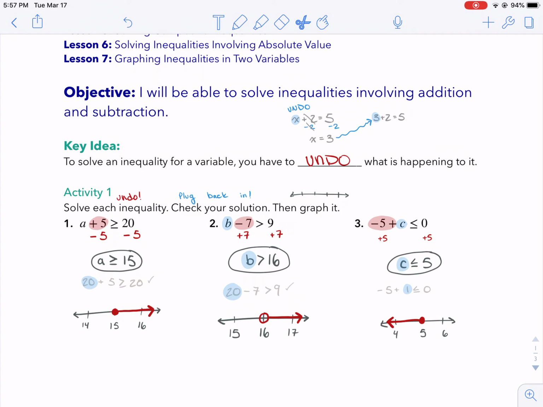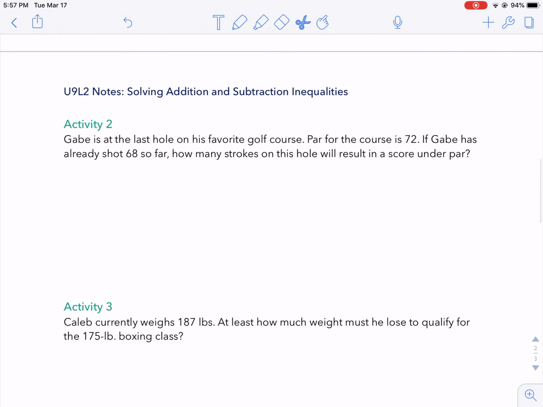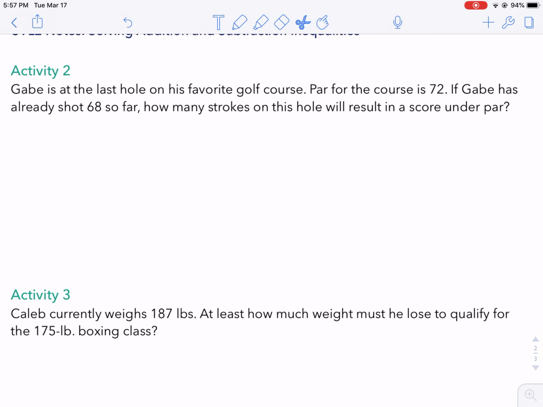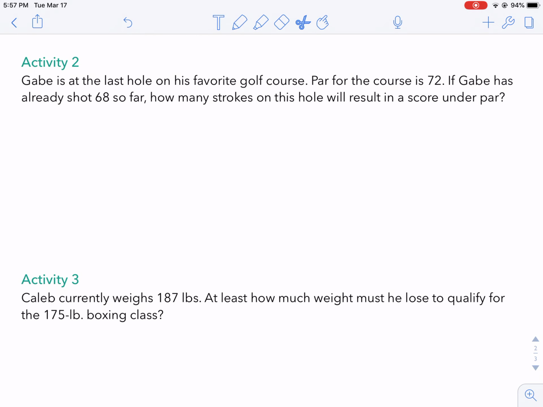Now let's go ahead and put it into practice with some actual real things that could happen. So first, we have this guy, Gabe. You guys may or may not know him. I hope you do. He's a cool guy. So he's out golfing, and he's at the last hole. That's the 18th hole, in case you're curious, on his favorite golf course.